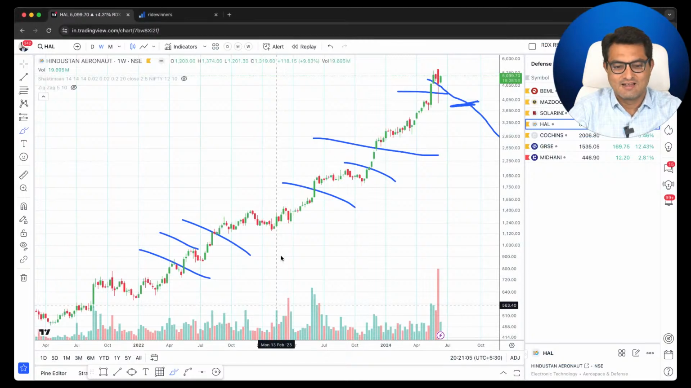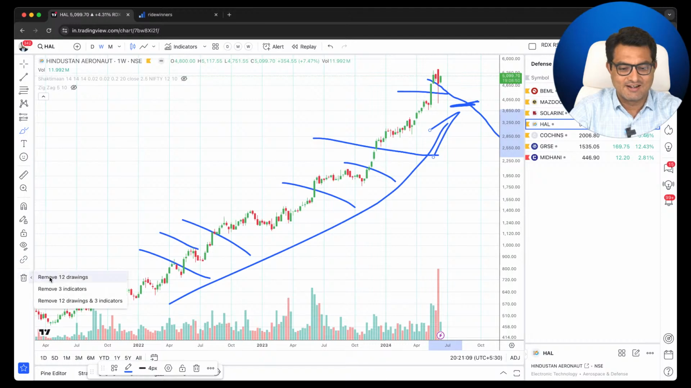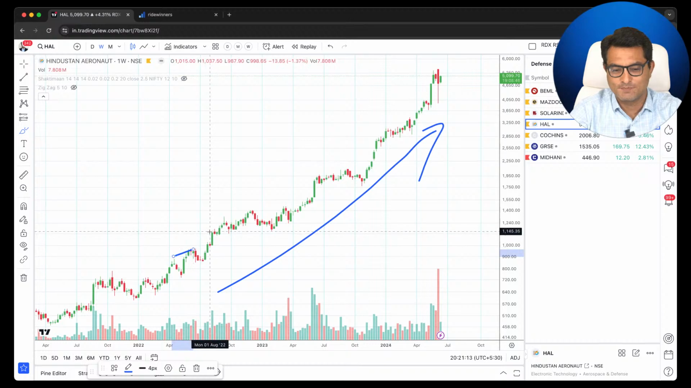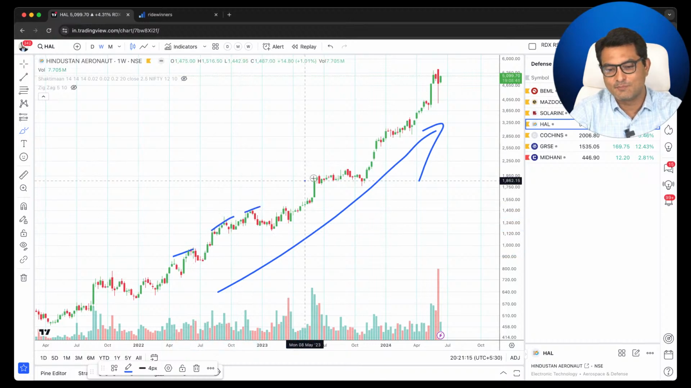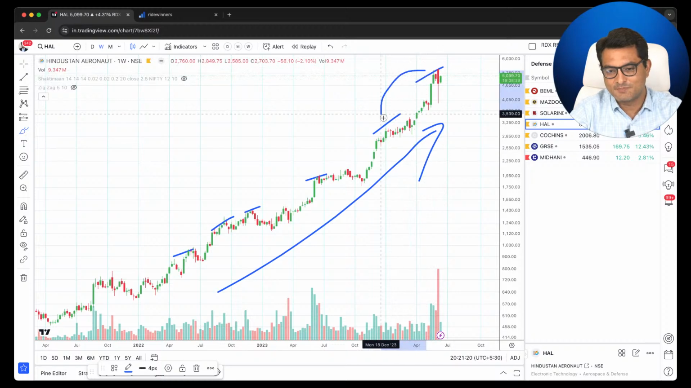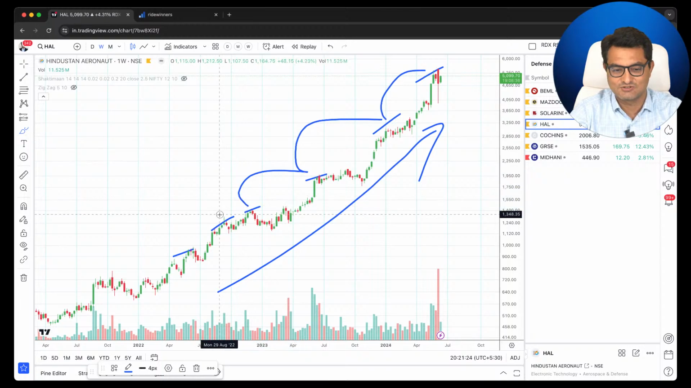So if I'm going up, let me just redraw it. Basically what happens is my highs, which are these tops, will be higher and higher compared to the previous top, right? Each top will be higher than the previous one, higher than the previous one, and so on and so forth.